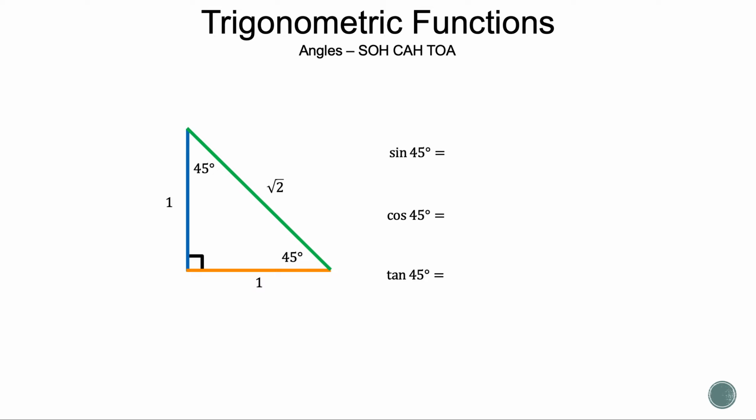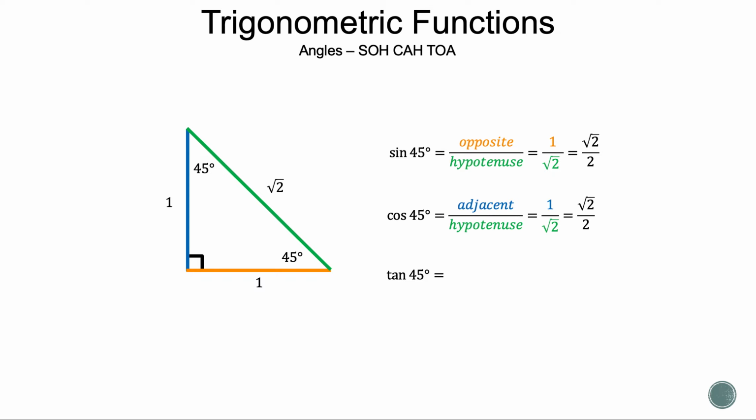So let's bring back the stars of the show. So we have sine of 45 degrees, cosine of 45 degrees, and tangent of 45 degrees. So sine of 45 degrees is opposite over hypotenuse, or 1 over square root of 2, which becomes square root of 2 over 2. And cosine of 45 degrees is adjacent over hypotenuse, or 1 over square root of 2, which becomes square root of 2 over 2. And tangent of 45 degrees is opposite over adjacent, or 1 over 1, which becomes 1. And that's how we use SOH CAH TOA with any isosceles right triangle.